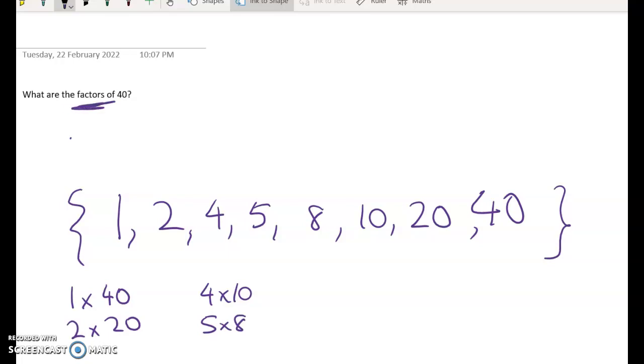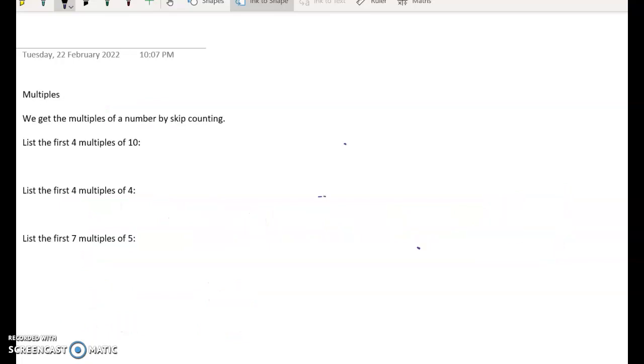So that's factors, right? Factors are the numbers that can evenly divide into a number. Multiples are easier, and we get the multiples of a number by skip counting, and they go on forever. So when we're talking about multiples, we just want to list a few of them. So here we're asked to list the first 4 multiples of 10.